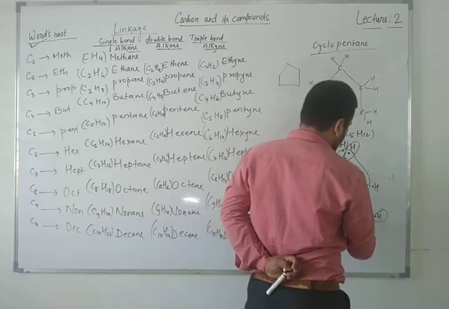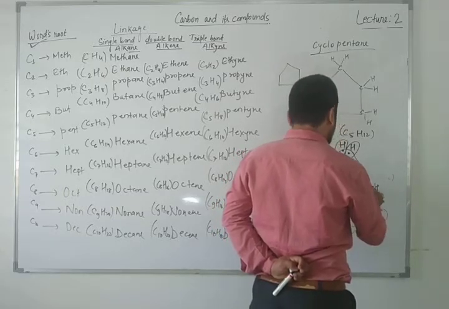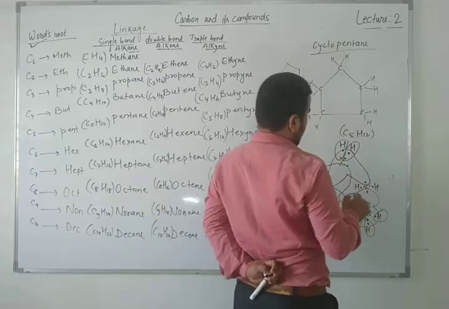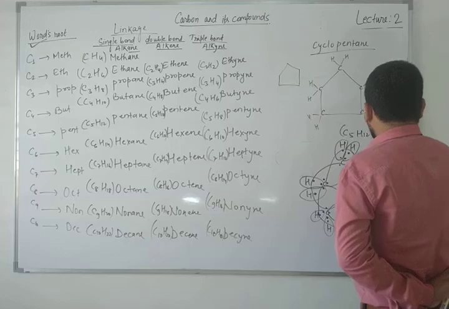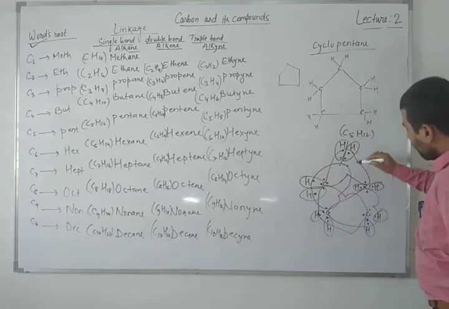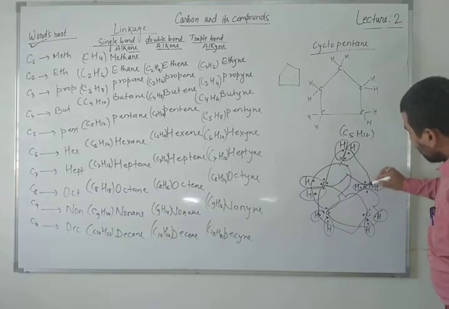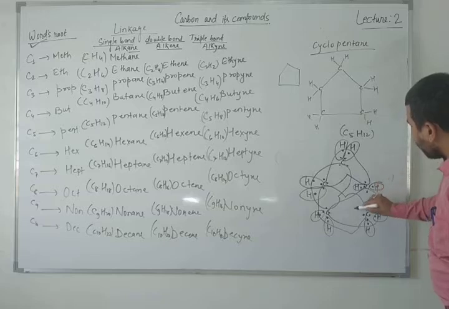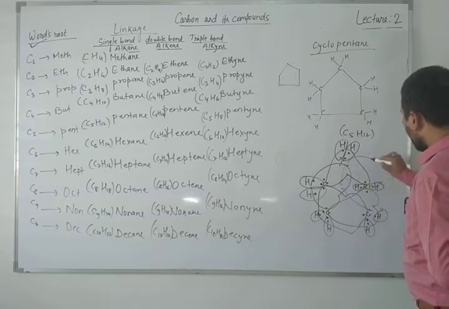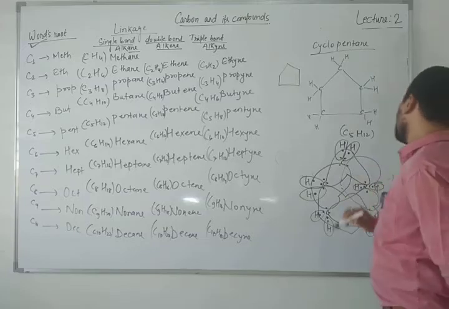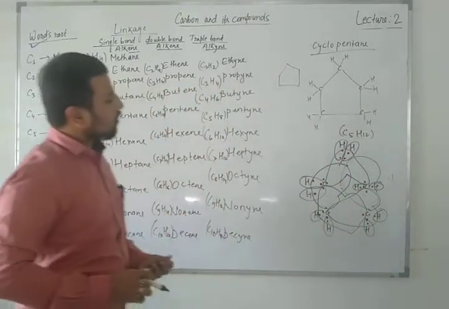So here you can see, right? And the last one will also be like this. Hydrogen is sharing 1 electron with the carbon atom, and this will be represented as this carbon sharing 1 electron from this, right? So you can see this is the electronic dot structure of pentane.